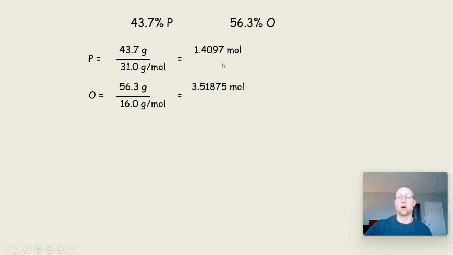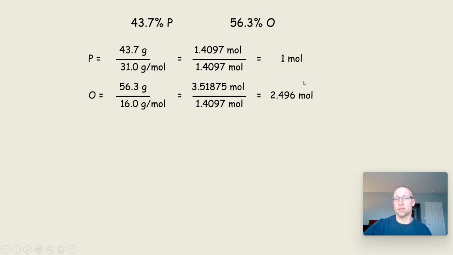All right. Now, this is our ratio, but it's not simplified. So how do we simplify it? Divide them all by the smallest one, which is 1.4097. So we get P equal to 1 mole. And then for oxygen, we get 2.496 moles. What's that close to? Half, 2.5, right?